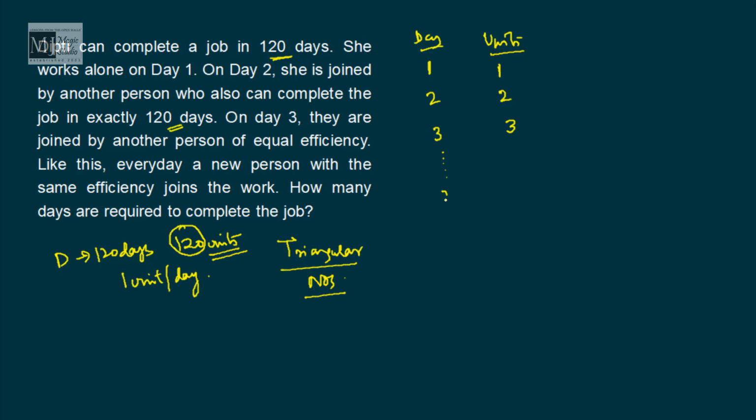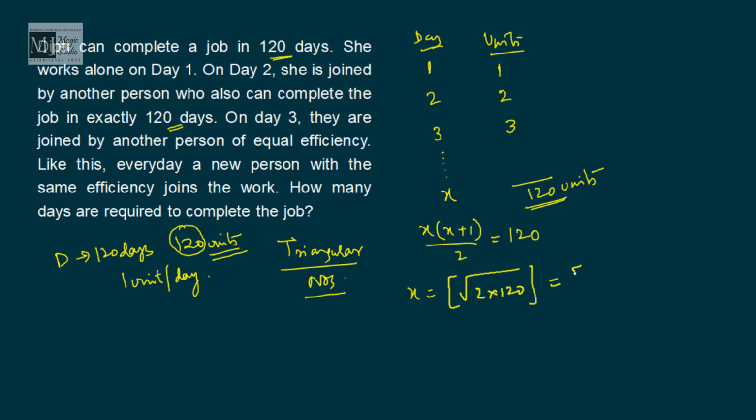Let the work get completed in x days. Then x into x plus 1 by 2 should equal 120, isn't it? The total work done is to produce 120 units. And we know the drill. X is, that's it. That is root over 240. Okay, 240 is more than 15 square, less than 16 square. So the value of x is 15.